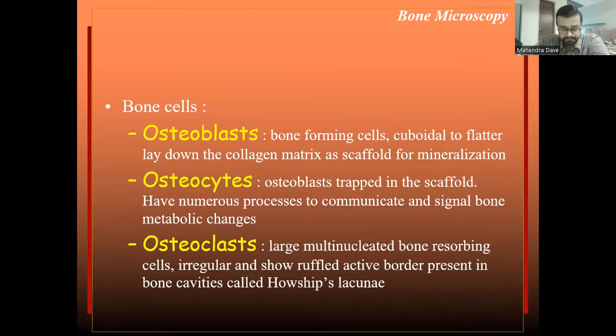Bone cells. What types of bone cells are there? Osteoblasts are the bone forming cells, cuboidal or flatter, that lay down the collagen matrix as a scaffold for the mineralization of bone.